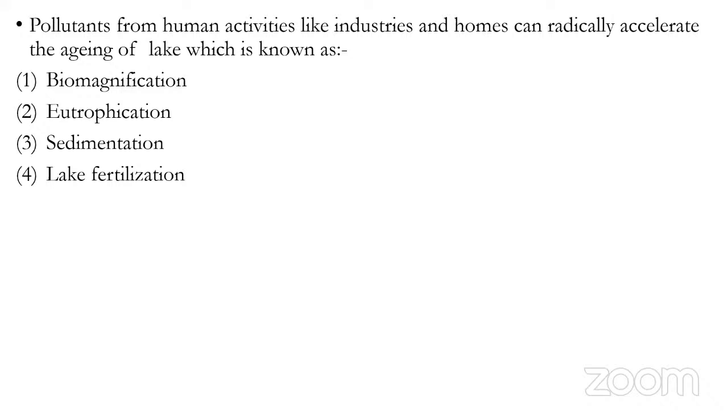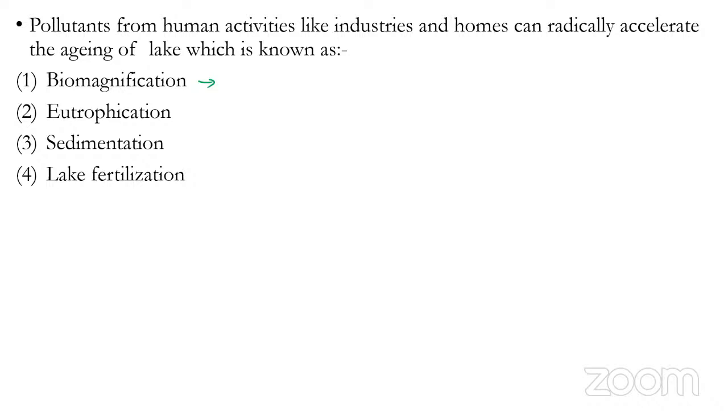Pollutants from human activities like industries and homes can radically accelerate the aging of a lake, which is known as what? You know, biomagnification is increase in the non-biodegradable pollutants such as pesticides as we go high in the trophic level, in the food chain.